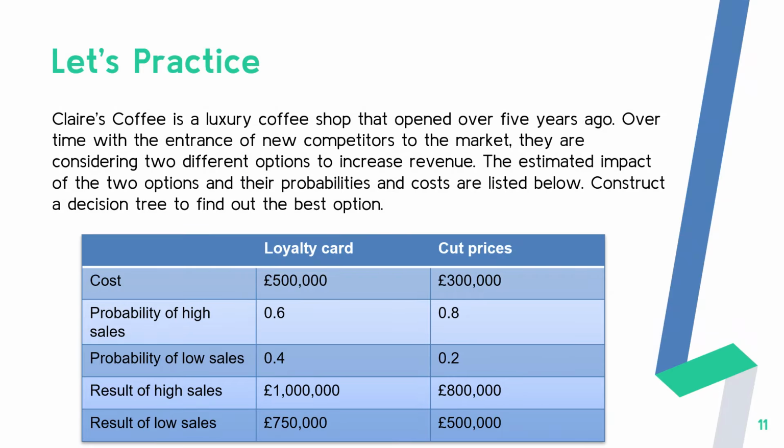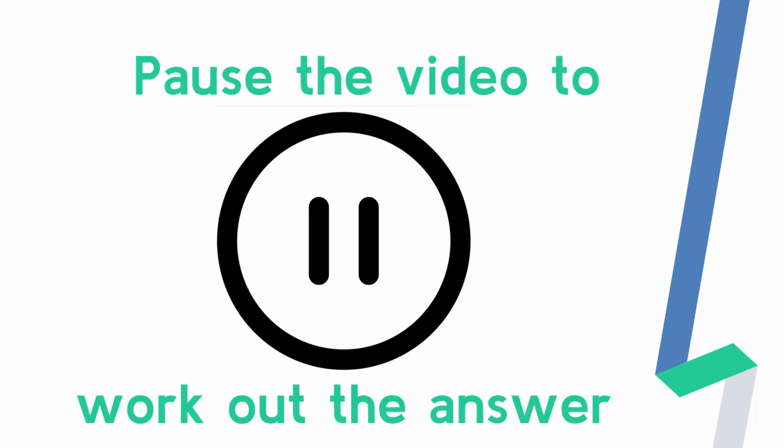So that's how to do decision trees, hopefully it's broken down and you understand it. Now let's do a practice. We have a different cafe this time, and they were looking at two different options. One of them is a loyalty card, and another one is to cut prices. The chart looks a little bit different, but all the information is there. So what I want you to do is start drawing your decision tree, and the answers will come soon. If you haven't done so already, pause, make your decision tree, work out your answer. The next slide will give you the correct answer.